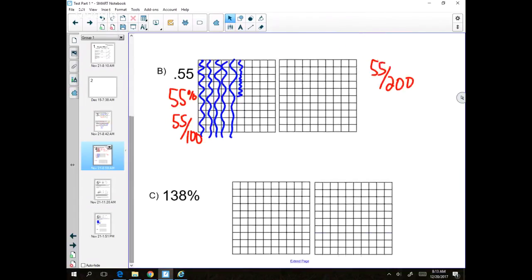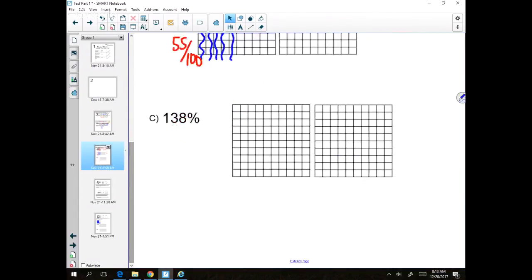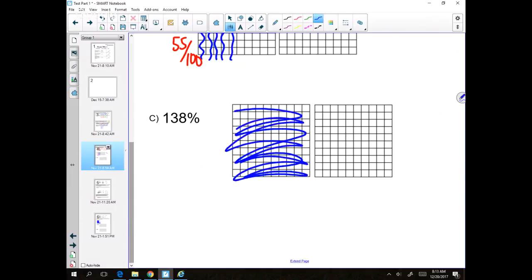Last one, letter C. Okay, 138%. I should know that 138% is more than 100%, which means I have to shade in a whole one of these. So this is me shading in the whole first one, okay, and 38% more. So here's 10, 20, 30, 38%. Okay, so I have one whole and 38 more.